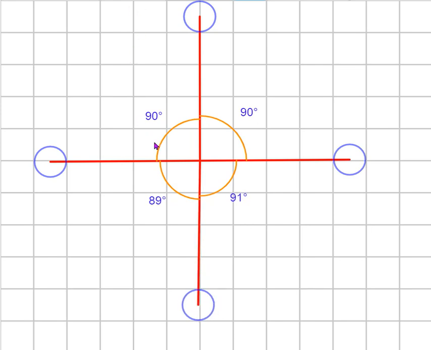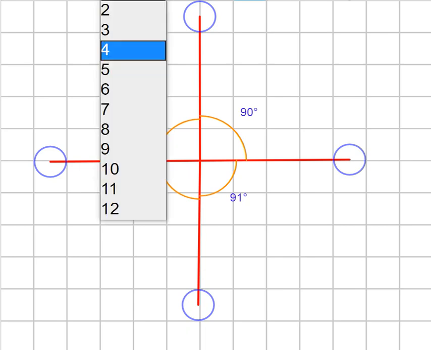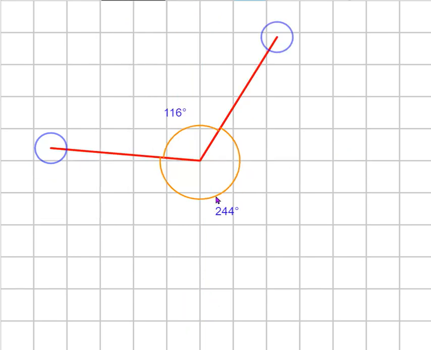So this is showing the relationship between all the different angles. But now if we go back down to 2 points, this is where it's just showing how it will always equal 360 degrees no matter what you've got.